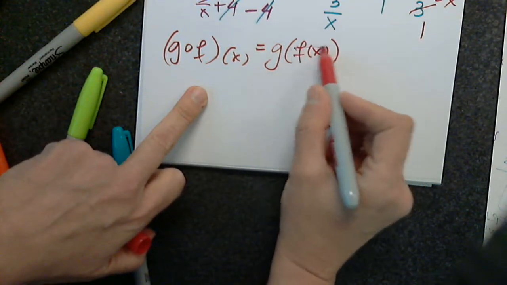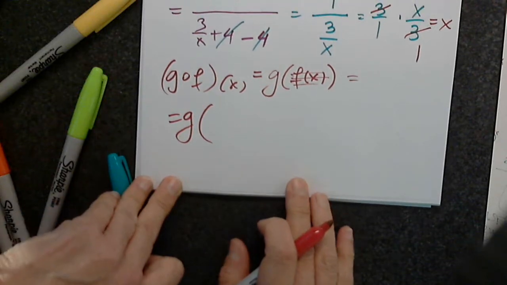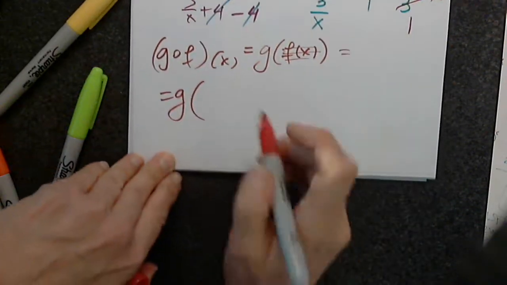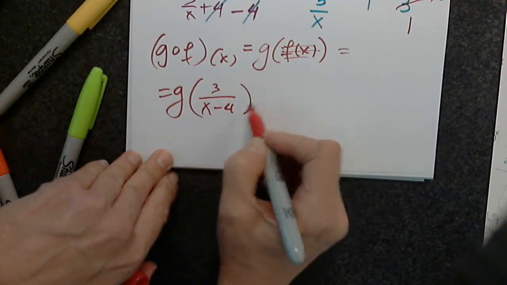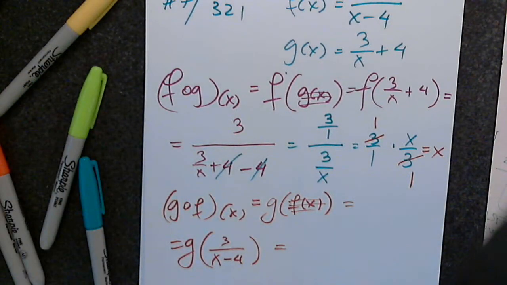Perfect. I start from the inside. So this is g of, very good, 3 over x minus 4. Now I have to take a break for a second and look at g. What does g say? G says 3 over whatever you want and outside plus 4.